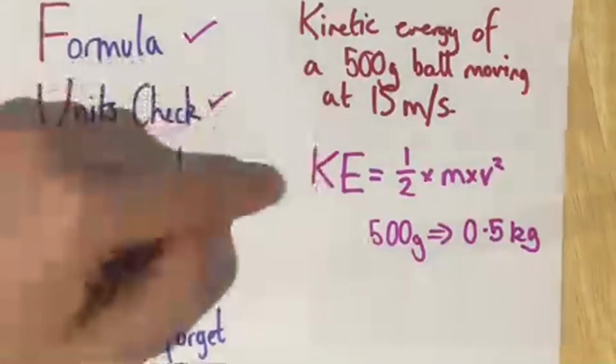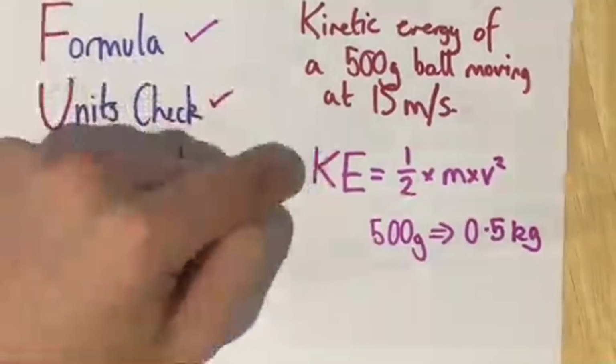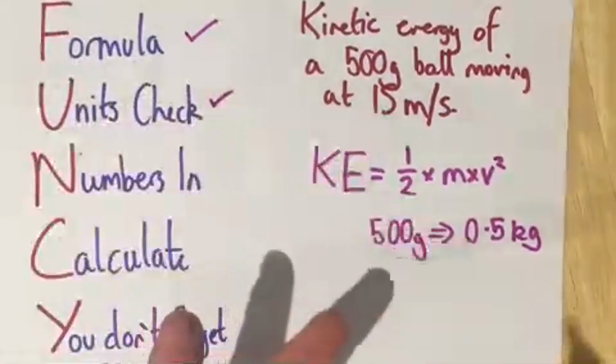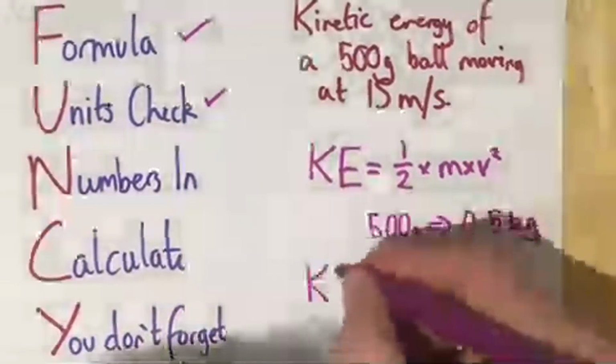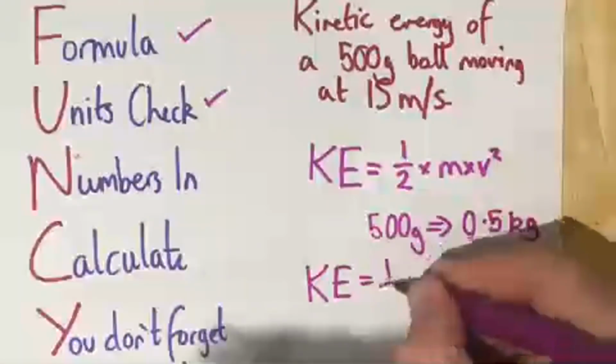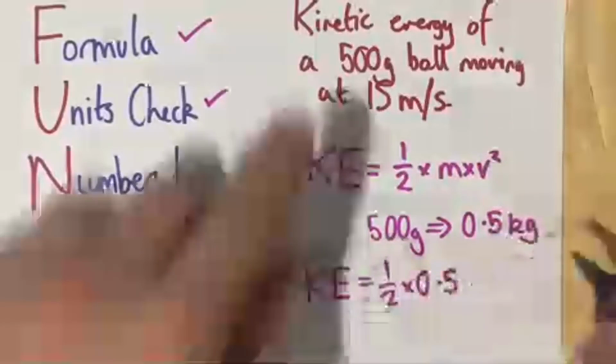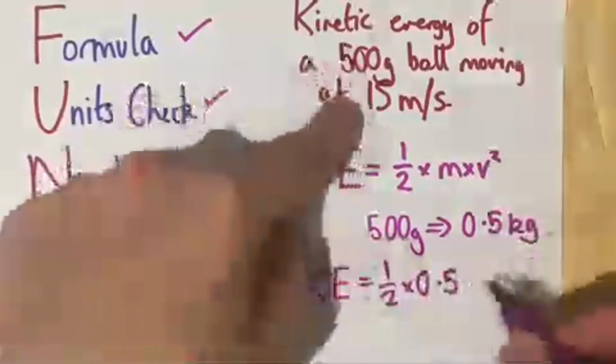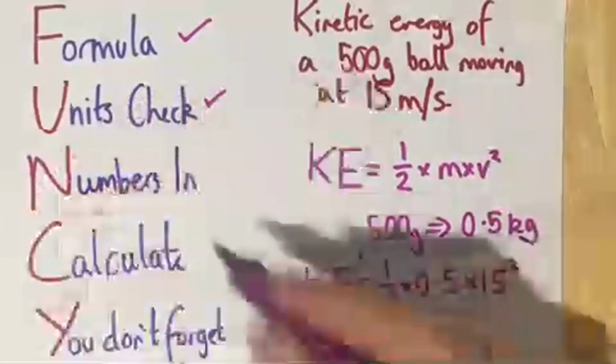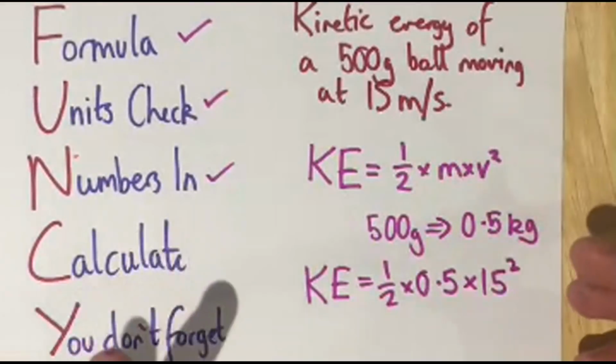Numbers in. I'm going to rewrite everything I've done here, but put in the numbers from the question. So my kinetic energy equals a half times mass, which is 0.5, times velocity, which is 15 from the question, squared. That's my numbers in. Great. So that means I actually do the maths.